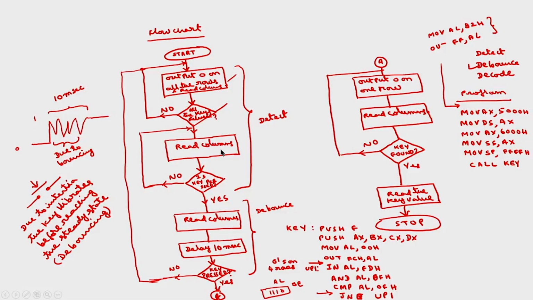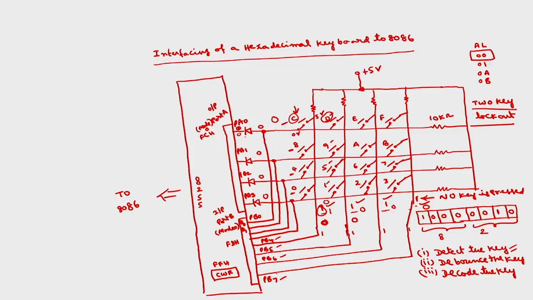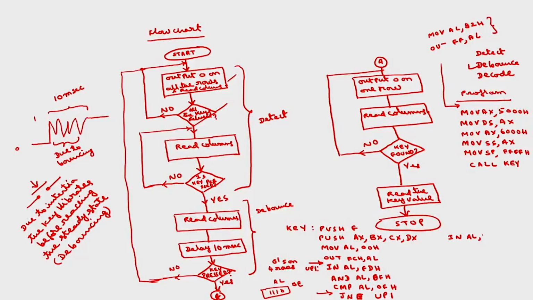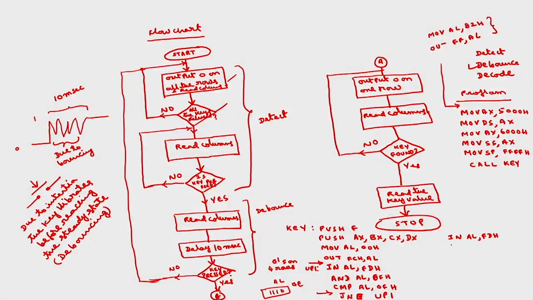Now again you have to read the columns. So for that, again in AL comma, where you have to read the columns, they are connected to port B. Okay. In that port B also the last 4 bits, that is PB4, PB5, PB6, PB7, MSB. So in port B whose address is FDH, we are reading columns, then you have to check if any key is pressed. If any key is pressed, we have sent the zeros on the rows. If any key is pressed, that particular column should be 0. Okay. If all the column bits are 1 1 1 1, no key is pressed. Okay. Do the same thing.